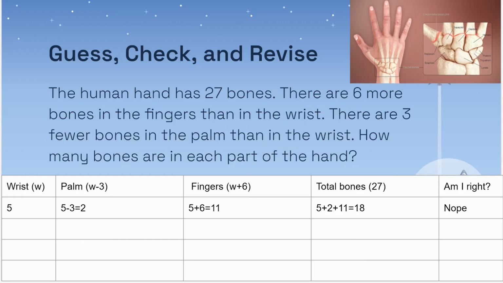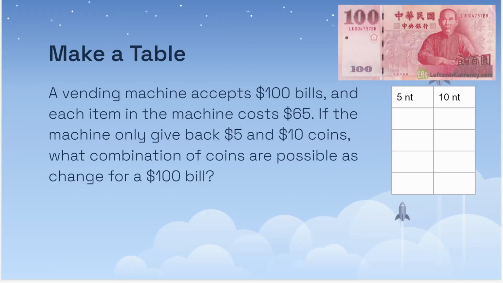Boom shakalaka. Moving on. Make a table. A vending machine accepts $100 bills, and each item in the machine costs $65. If the machine only gave back $5 and $10 coins, what combination of coins are possible as change for a $100 bill? So if I put $100 in, I pick an item, I get back some change.